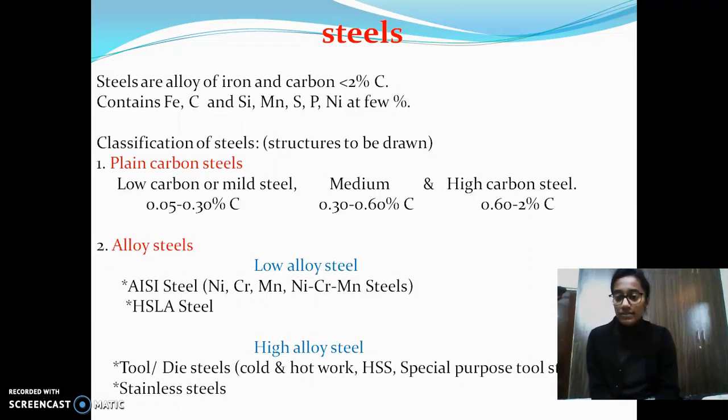Next, coming to alloy steels. Alloy steels are again divided into two types. First is the low alloy steel, which is again subdivided into two types. First being the AISI steel, which is American Iron and Steel Institute, and the second being the HSLA steel, that is high strength low alloy steel. Coming to high alloy steels, which is again subdivided into two types, that is tool or die steels and stainless steel.